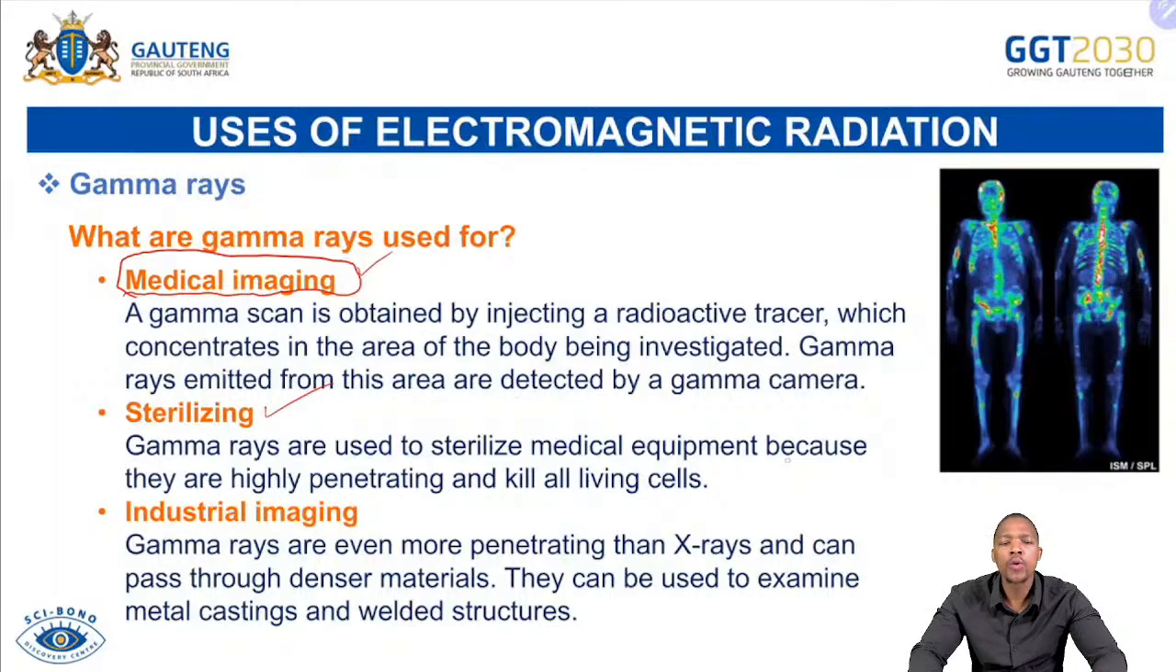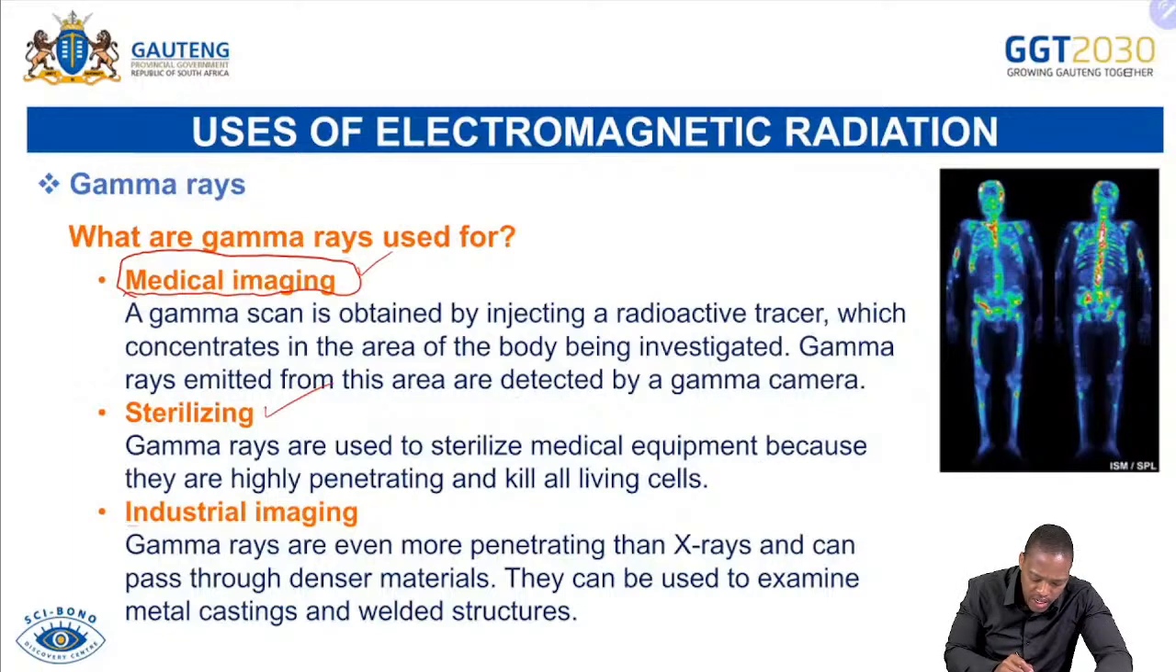So in hospital equipment, before they perform surgery, they do not want to have equipment that has living cells, where it can cause infection to the patient. So they kill all living cells by sterilizing the equipment using the gamma rays. Either they can use the gamma rays or they can use the ultraviolet light. They can both sterilize the equipment there.